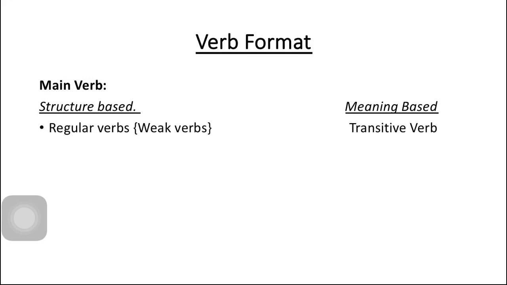For structure based verbs, the root goes into the depth. In structure based verb, the first one is regular verbs, and it is also called a weak verb. For example, d or ed. We can use called, jumped. These kinds of words which end with ed or d are called regular verbs and also known as weak verbs. But in another one, meaning based, there is transitive and intransitive.